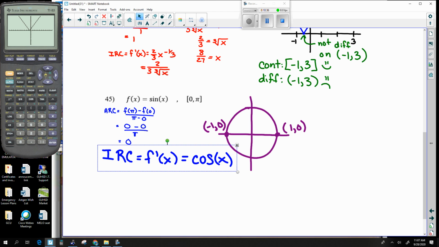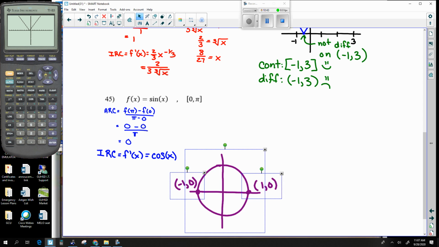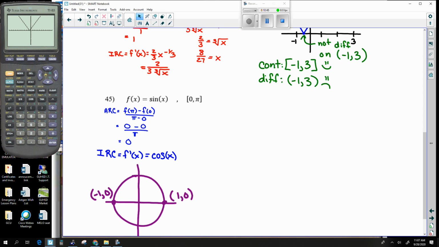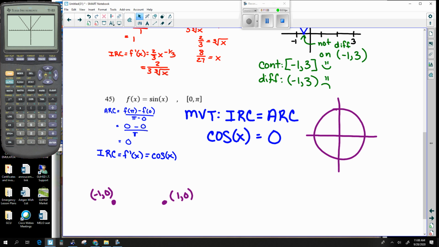Cosine x. So we got killer sine down there. And then we have the mean value theorem, which says the instantaneous rate of change is equal to the average rate of change. The tangent is equal to the secant as far as slopes are concerned. So that means where the heck is cosine equal to 0? Again, so let's break out our thing here.